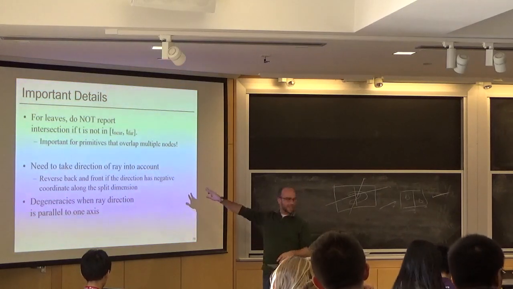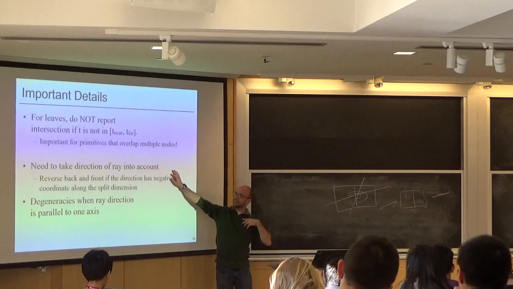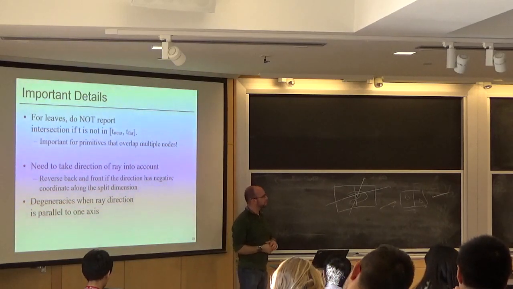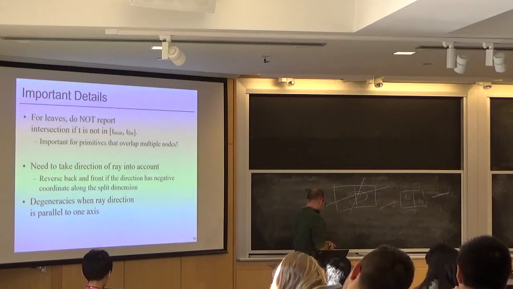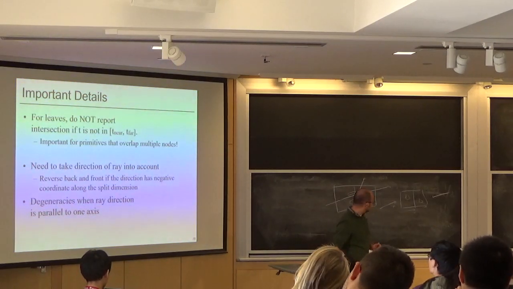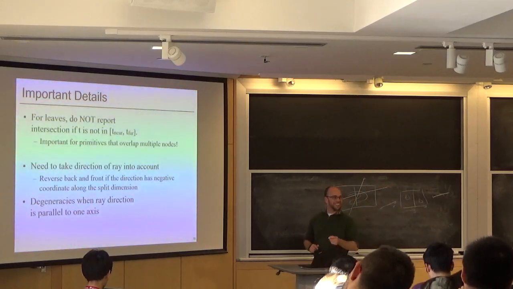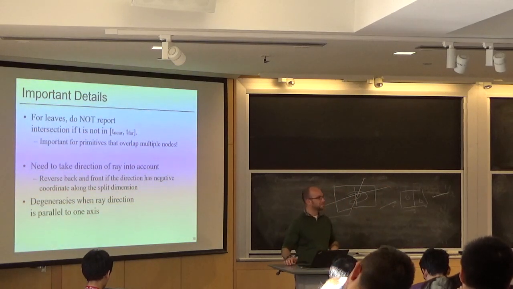Coming back to your question there, you need to take the direction of the ray into account, and you might have to flip which one's front and which one's back. And there's one case where you might divide by 0, which is if your ray goes parallel to the side of the box. That's just something you might check for.